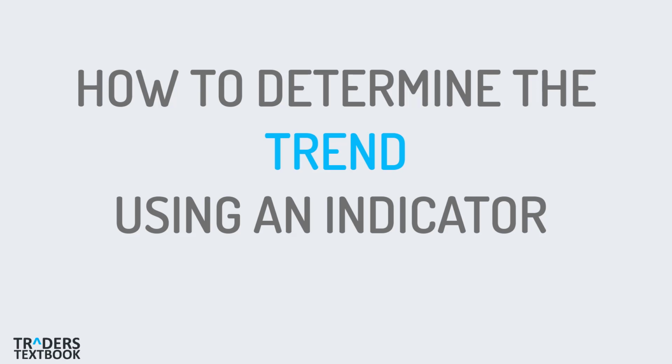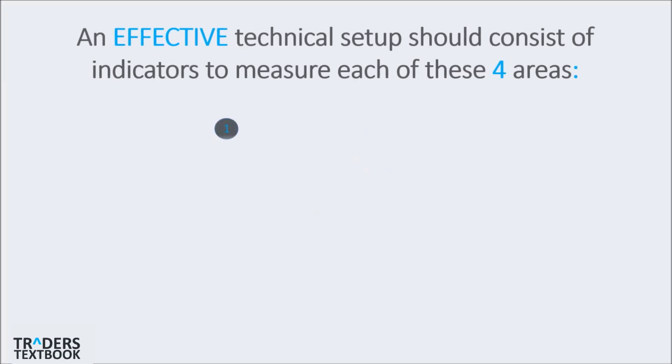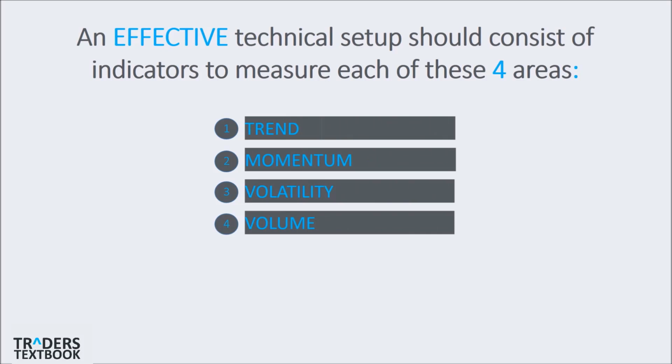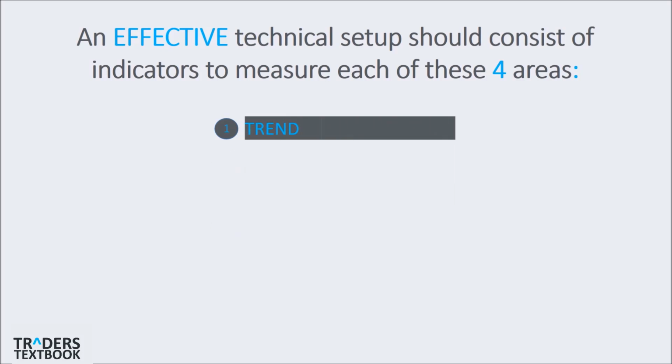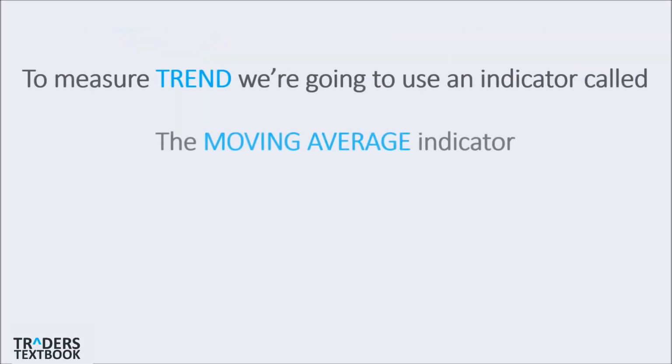Today, we are going to look at how we can determine the trend of a market using an indicator. Remember that the trend is the first area of focus in our simple and effective trading setup. To determine the trend, we are going to use an indicator called a moving average. Moving averages are very popular, and most traders use moving averages in one way or another.